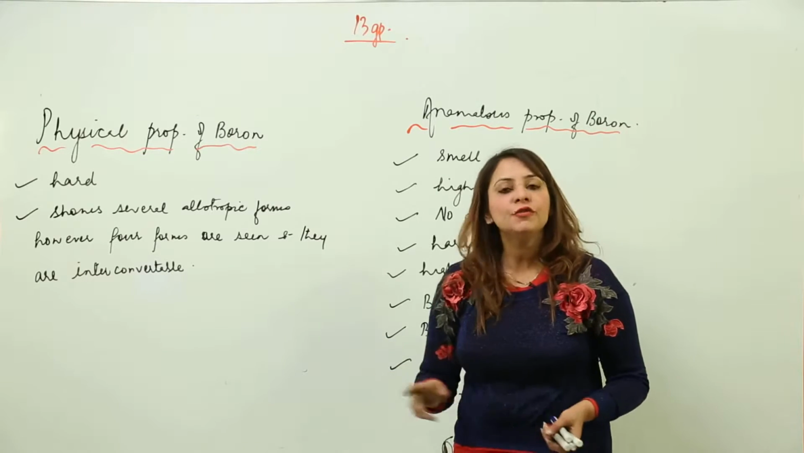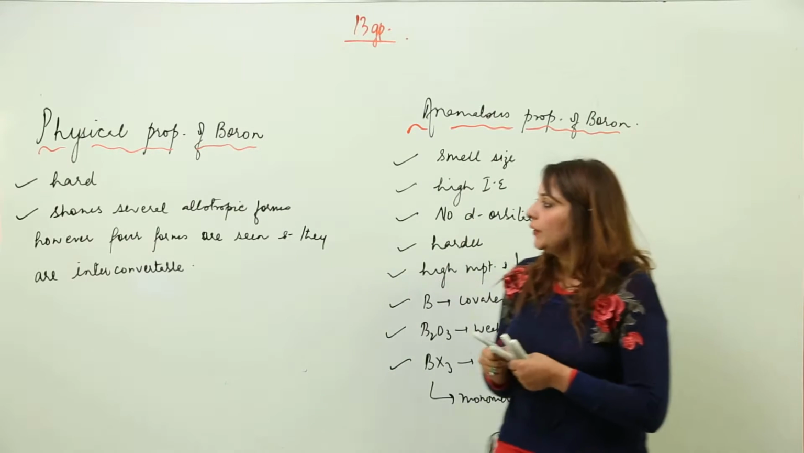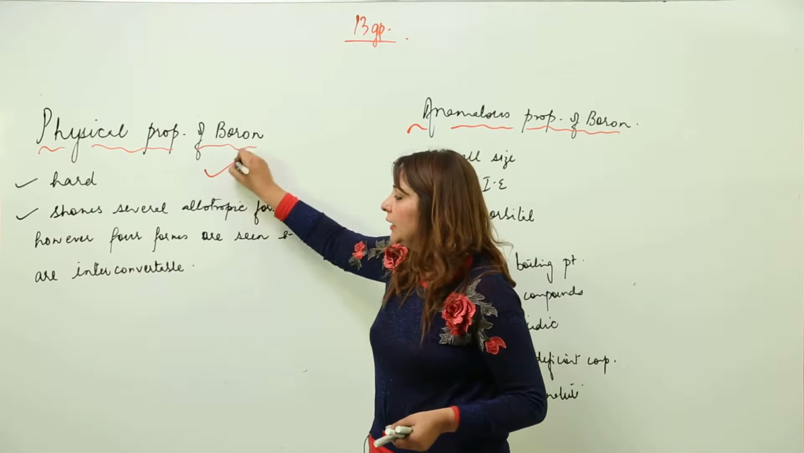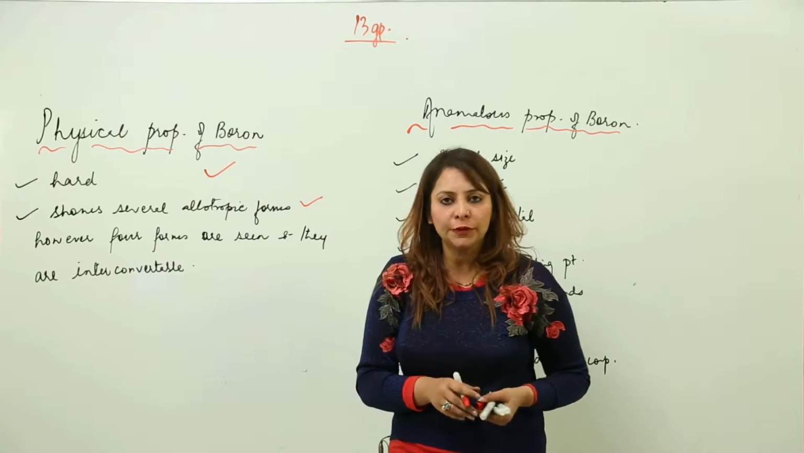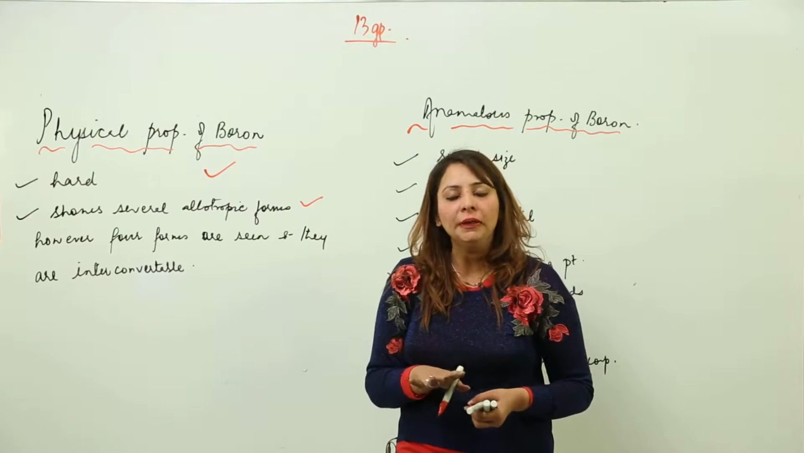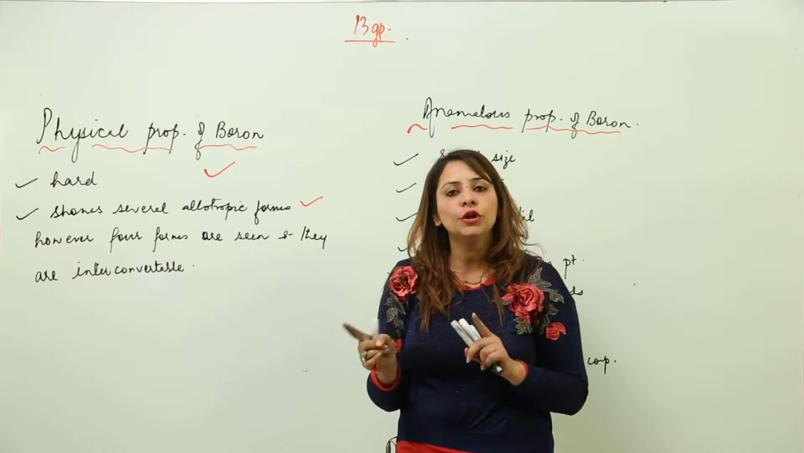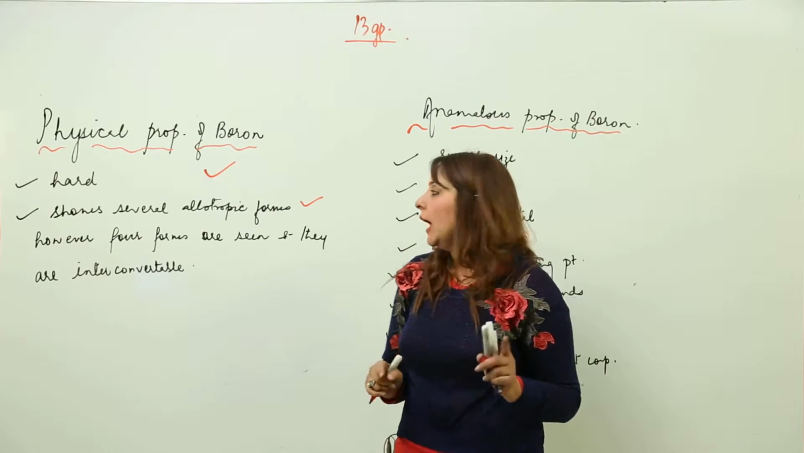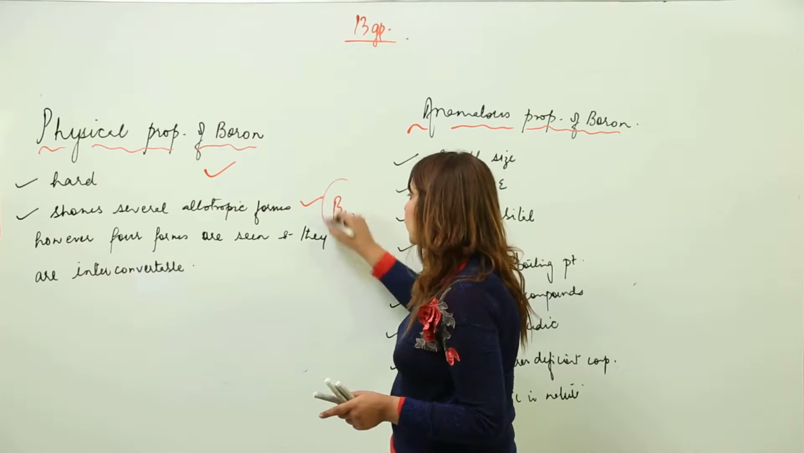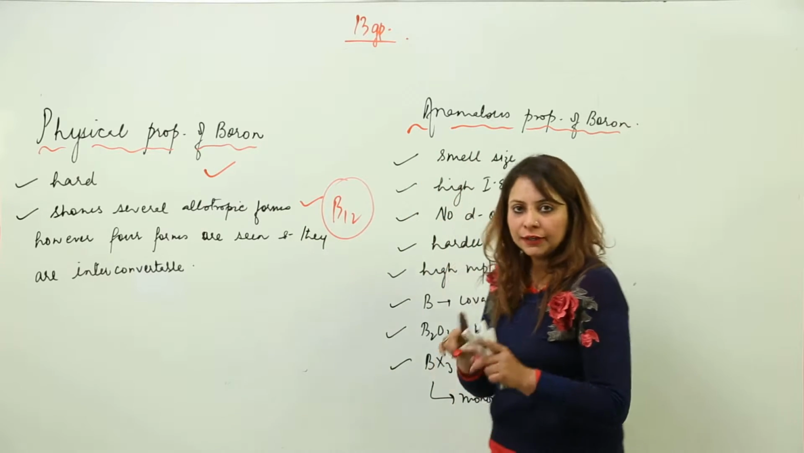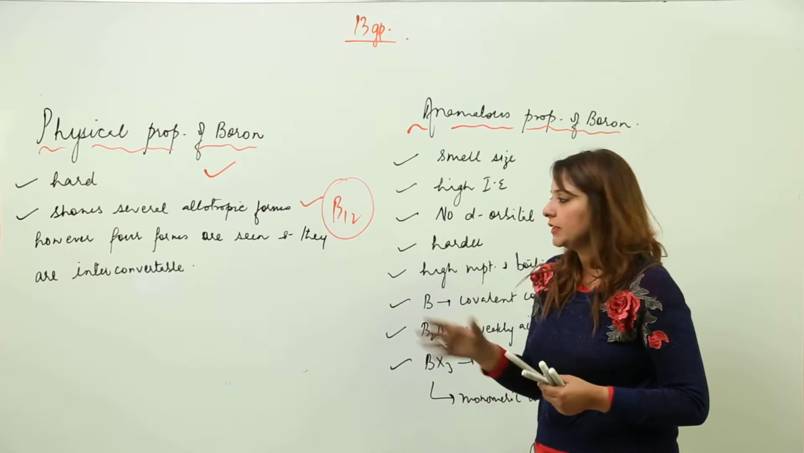Now, what are the physical properties of boron? So, we have seen that boron is quite hard. It shows several allotropic forms, and out of that, 4 is a common, and transition between those allotropic forms is also seen. And boron exists as B12, that is, icosahedral units are seen that they are linked towards each other.